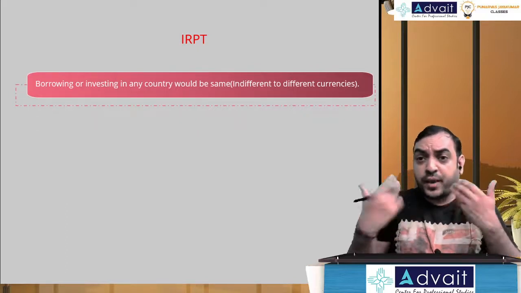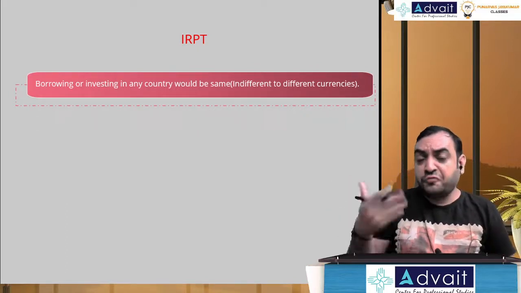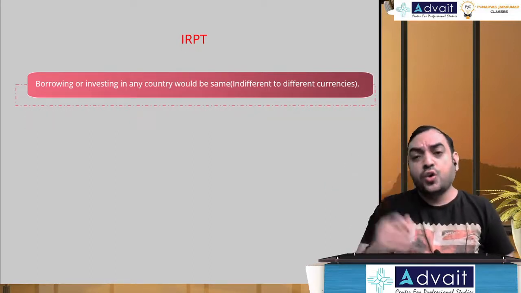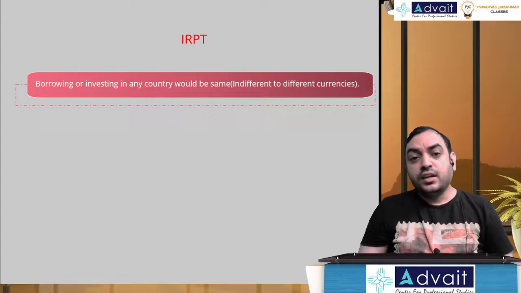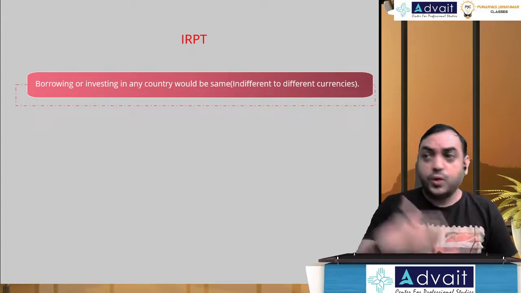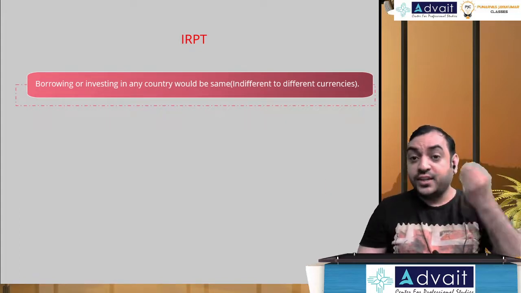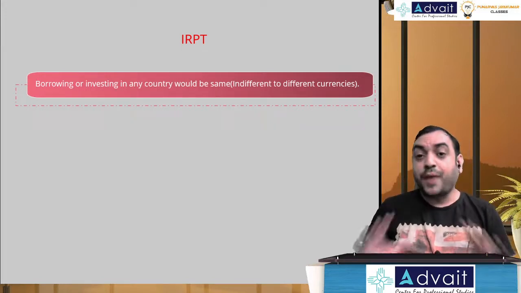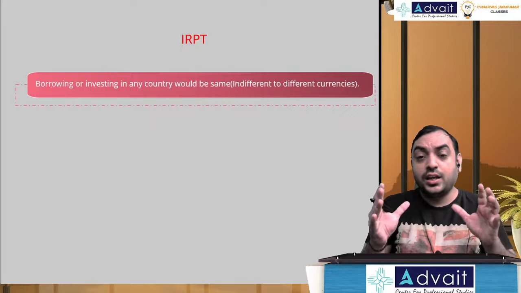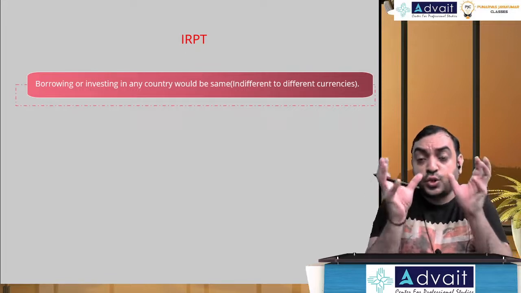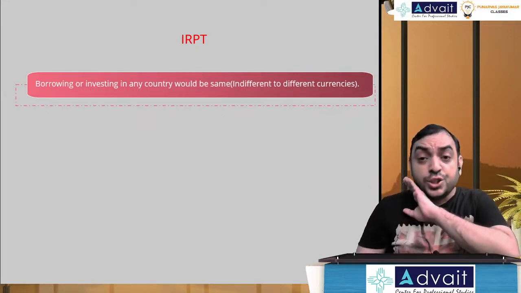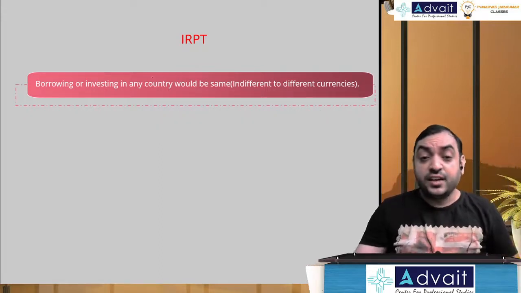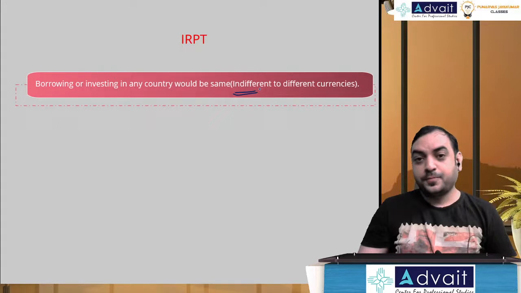Or if you are planning to take a loan for your business purpose, you can choose: should I take a foreign currency loan, or should I take a local currency loan? I can make those decisions. So basically, the interest rate parity theorem says parity, something equal. Between the two countries, the two currencies, borrowing should not be different. Investing should not be different, or it should be indifferent. It should be the same.